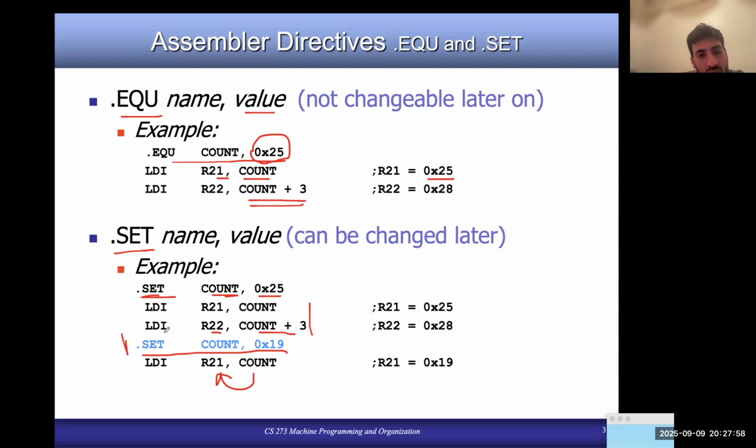But we cannot do this with equate. If I write here, for example, .equate, then my assembler will give me an error. I don't want to write equate here because it is hard for me to write on the slides. But if I use the equate directive to change the value of the name count to 0x19, you can't do that. The assembler will give an error. Okay.